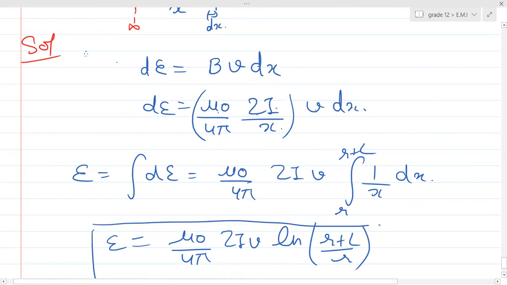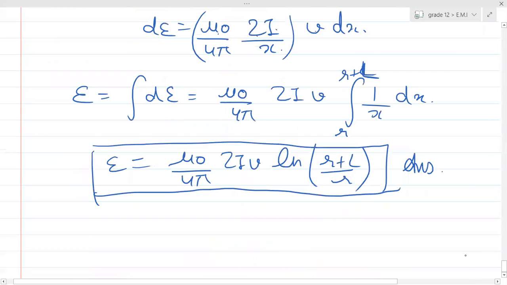Everybody is clear why does it become R plus L upon R, right? This will be 1 upon x will be ln of x, and when you put it R plus L, it will be ln of R plus L minus ln of R. Well, whenever it is ln m minus ln n, that is ln of m upon n. Are you getting my point? So that is the answer.